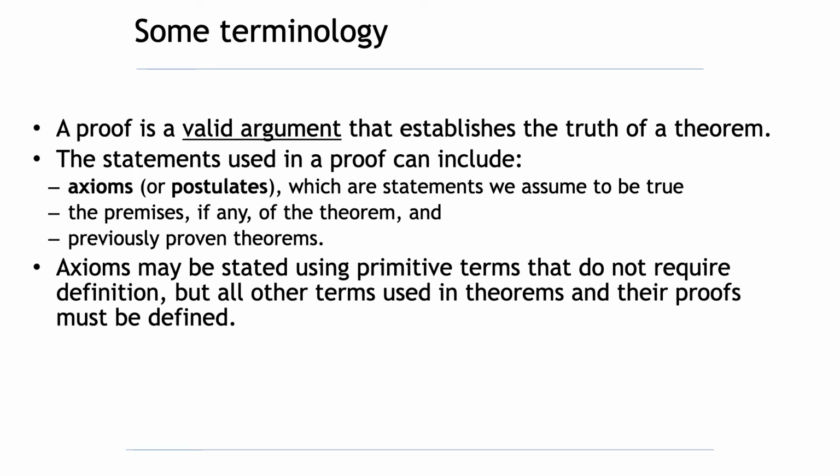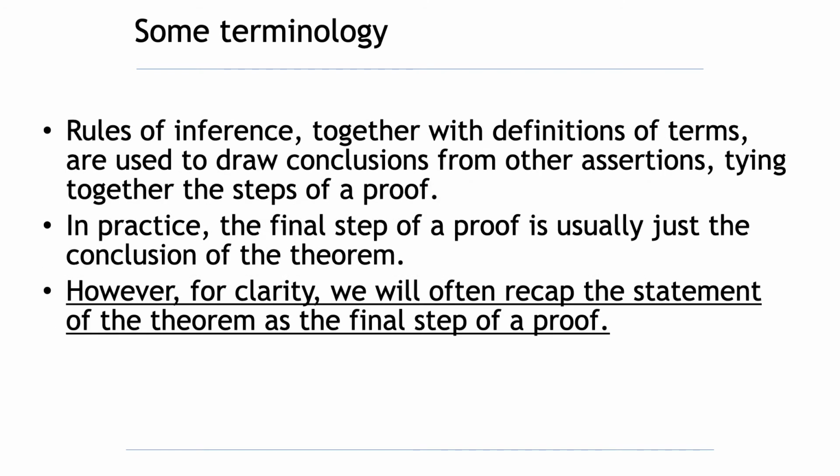Axioms may be stated using primitive terms that do not require definition, but all other terms that we are going to use in a theorem and the proofs must be defined. Rules of inference, together with definitions of terms, are used to draw conclusions from other assertions, tying together the steps of a proof. In practice, the final step of a proof is usually just the conclusion of the theorem. However, every time we create a proof of a theorem, as the last step, we are going to recap the statement of the theorem, so we make more clear the point that we want to prove.